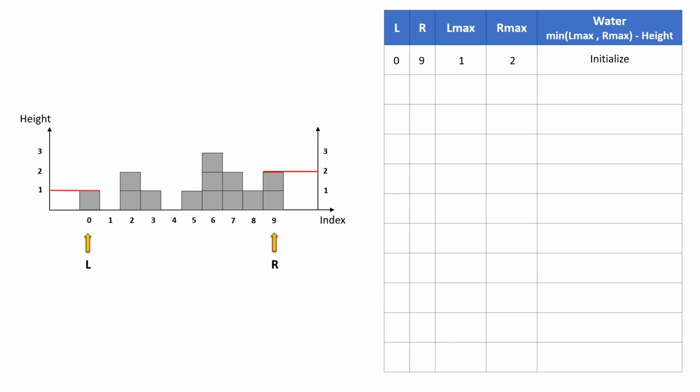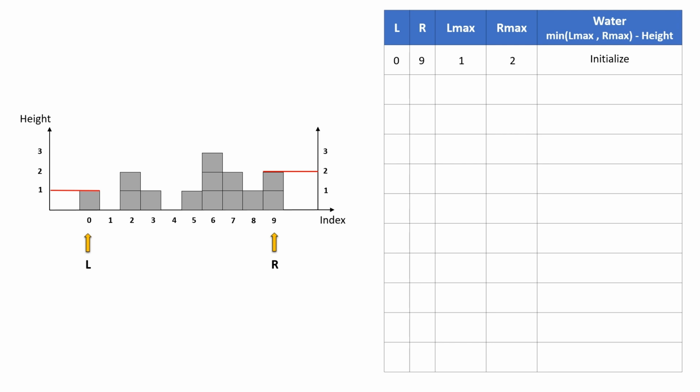Now here is a question. We have two possible options to go further. Either we can increment our left pointer to go in the forward direction, or we can decrement the right pointer to go in the backward direction. Which one should we choose? If you look closely at the Lmax and Rmax values, you will note that Lmax is 1 and Rmax is 2. The deciding boundary would be our left boundary because it is the minimum one.